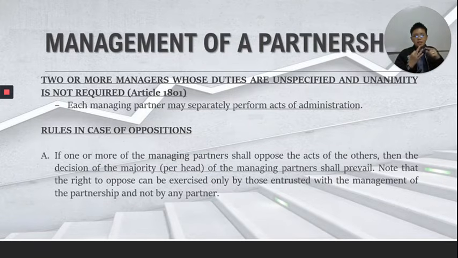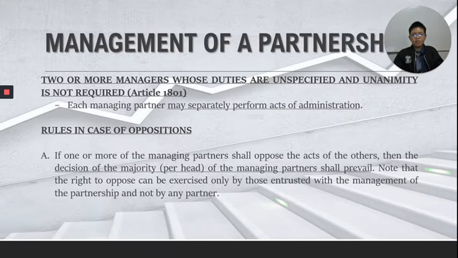So, let us say A, meron siyang action, B, oppose. Let us say si C, kumampi kay B. So, remember, class, yung decision ni B will prevail, or the opposition of B will prevail. Per head ang voting. So, 3 sila, obviously, very easy to break the tie. How about if in case there are 4 managing partners? A, B, C, and D are managing partners. Tapos merong action si A, opposed by B. And syempre, paano natin i-resolve yan? By per head voting. Let us say, class, C, kumampi siya kay B, si D, kumampi siya kay A. So, 2:2. There is a tie.